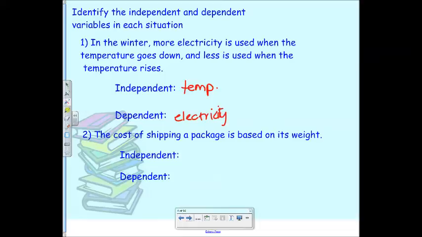All right, number two: the cost of shipping a package is based on its weight. So which of those would be the independent variable and which would be the dependent variable? Brendan, what do you think?